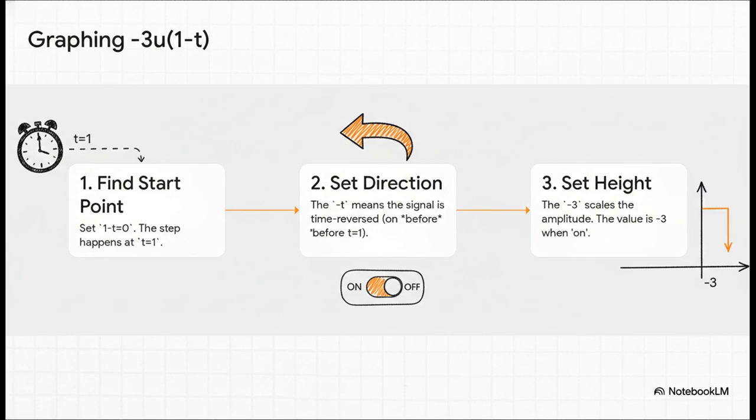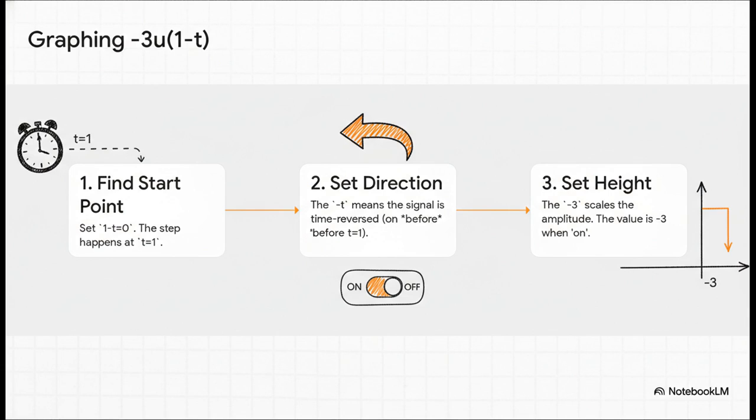First step, find the starting point. The trick is to always set whatever is inside the parentheses equal to 0. So 1 - t = 0. That means t = 1. Easy enough. So our big event happens at t = 1. Second, let's figure out the direction. See that little negative sign in front of the t? That minus t tells us the whole function is time reversed.